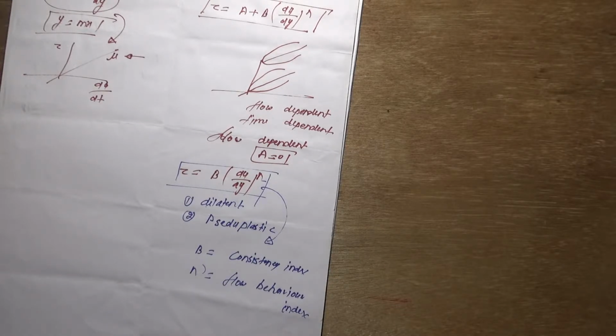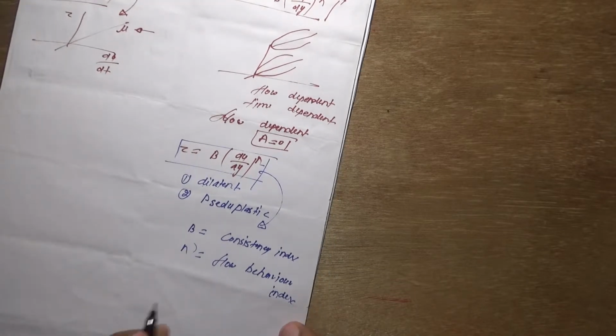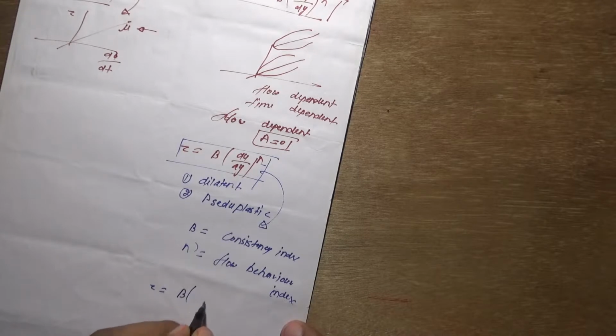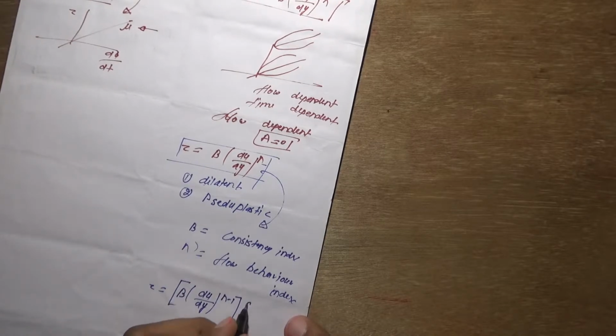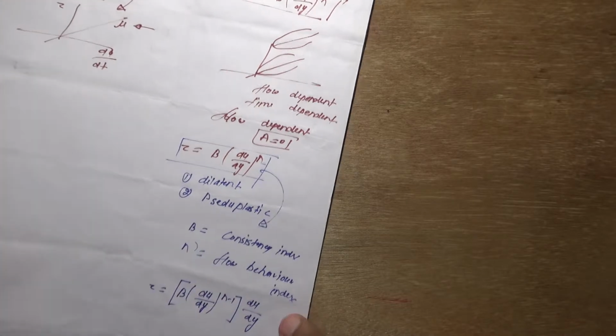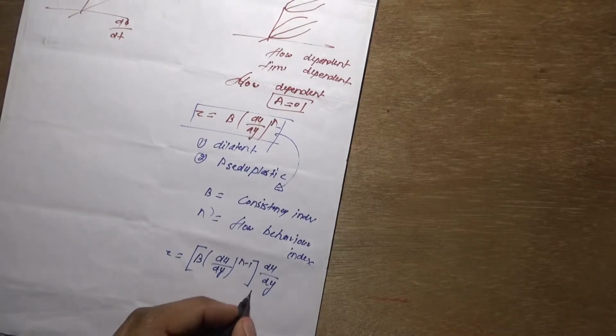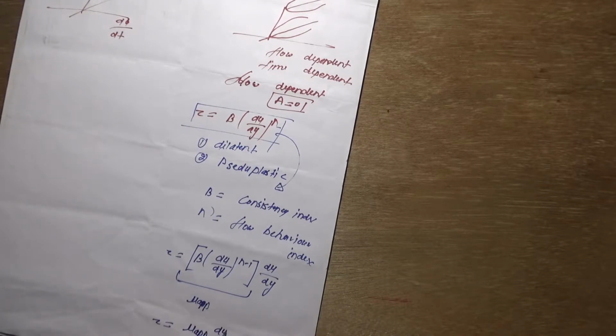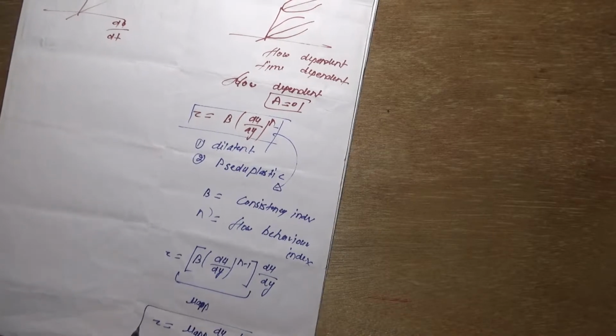If I want to modify this equation, I can modify it like this: tau is equal to b du upon dy to the power n minus 1, times du upon dy. So one gets cancelled, n will remain. So this is the modified equation. This term is known as mu apparent. So we can write tau is equal to mu apparent du upon dy.